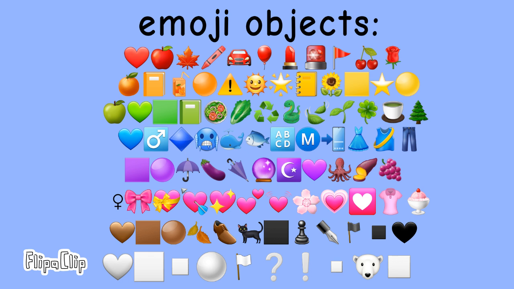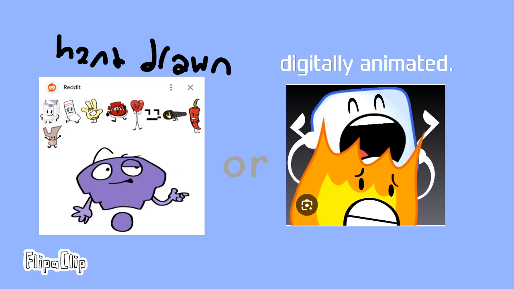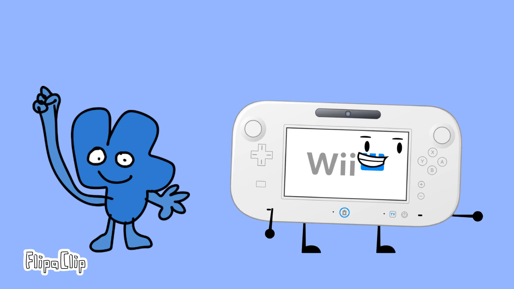There are so many objects you can choose from, but the most important thing is your character's style. You could have hand-drawn or digitally animated object shows. Your object show host could be anything from a number to a Wii U.